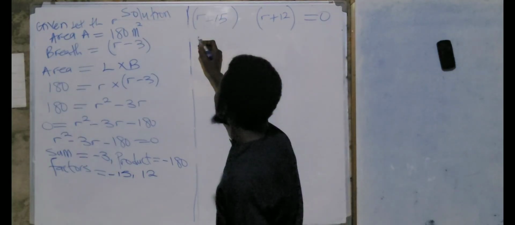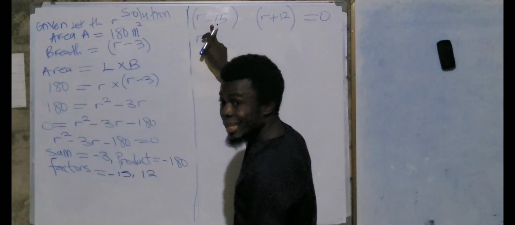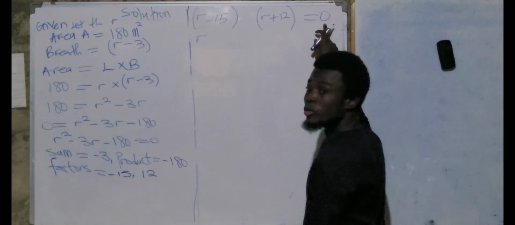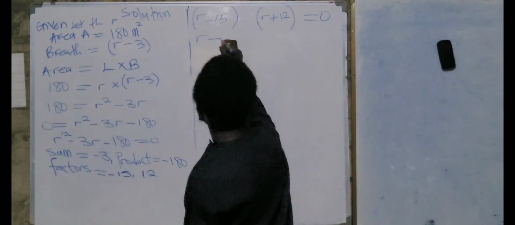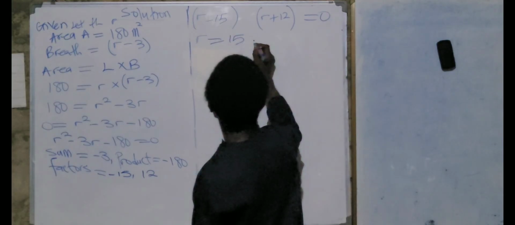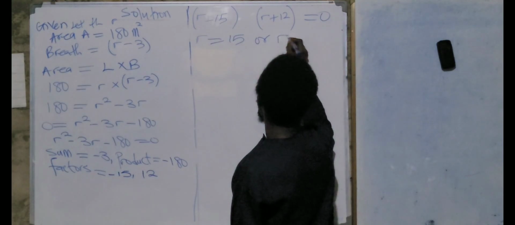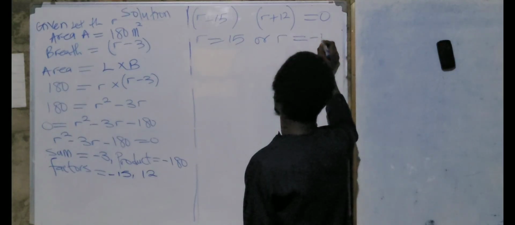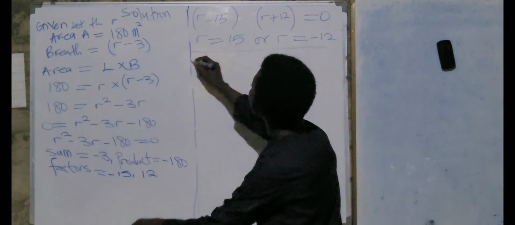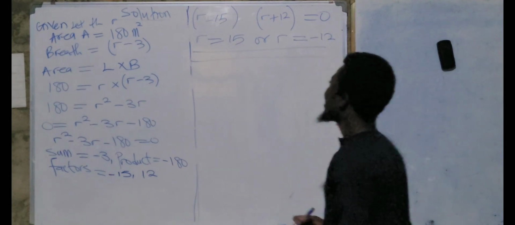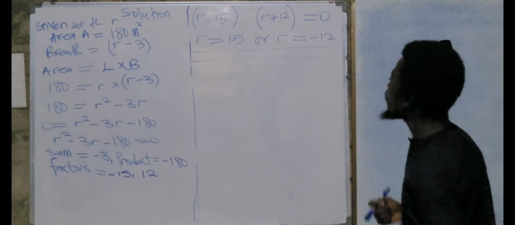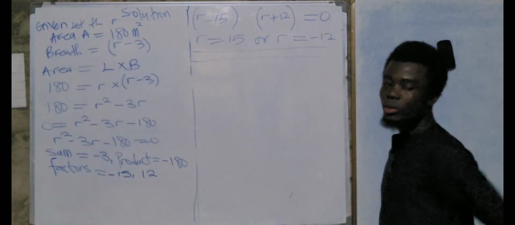What is the variable that you have? R. This one is negative. Jumping the equal sign becomes positive. So R is equal to 15. Or R is equal to minus 12. That is all. So the two numbers here are positive 15 and negative 12, right? That's all.